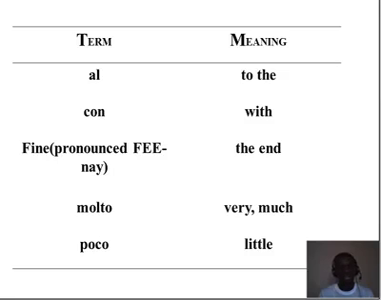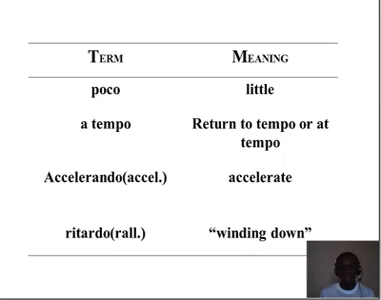Then we have poco, which means little. Sometimes in a music piece they can even combine it with other terms like poco rit. It means little, and you reduce gradually. Another term is a tempo, which means you return to the original tempo of the song. Accelerando, from the word accelerate, means you accelerate, and ritardando, which means you wind down.